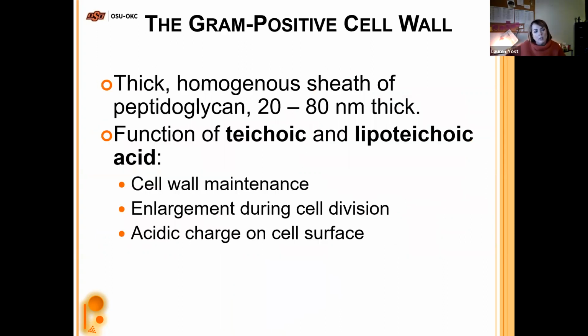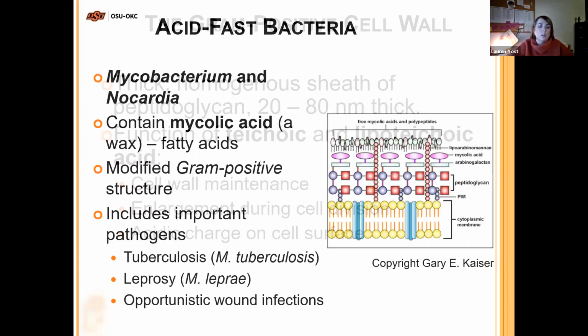It's thick. It's a sheath of peptidoglycan that is about 20 to 80 nanometers thick. Like I said, the teichoic and lipoteichoic acid are involved in stabilizing the cell wall. That's part of the cell wall maintenance, just maintaining the structure around the whole cell. It'll also help when the cell is enlarging the cell wall for cell division. And that has an acidic charge on its surface, so that gives it an acidic charge.